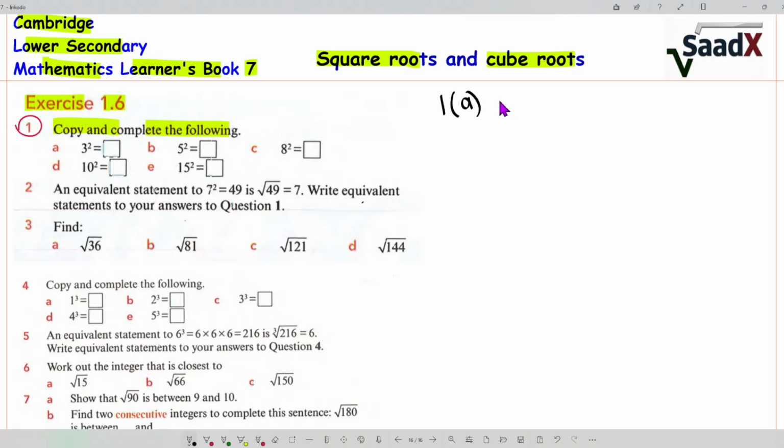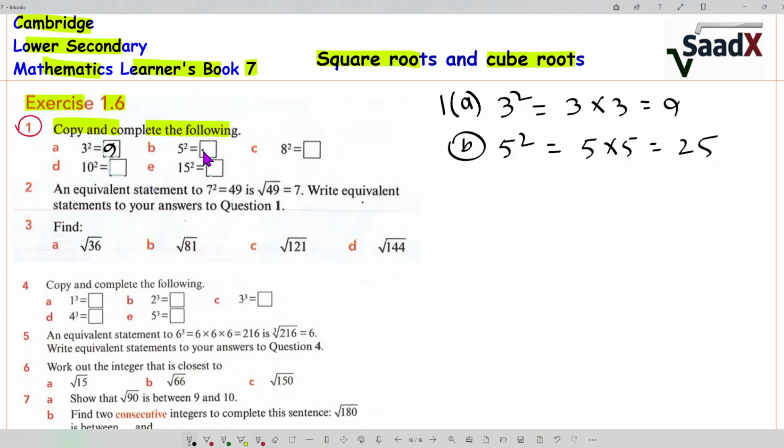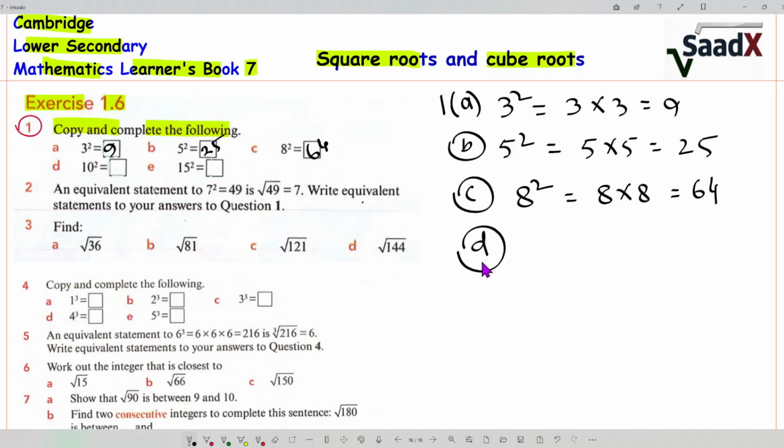1a, 3 squared. We know 3 squared means 3 times 3, which is 9. So here is 9. Number B, 5 squared. 5 times 5 is 25. So our answer here is 25. Number C, 8 squared. It means 8 times 8, so 64. Here is 64. Number D, 10 squared. 10 times 10 equals 100, right?